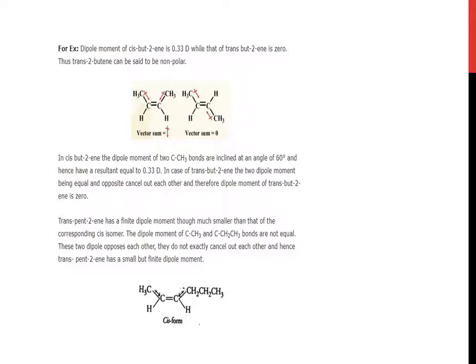Trans-pentene has a finite dipole moment, though much smaller than that of the corresponding cis isomer. The dipole moments of the carbon-methyl and carbon-ethyl bonds are not equal. These two dipoles oppose each other. They do not exactly cancel each other out, and hence trans-pentene has a small but finite dipole moment. So the cis form of it, cis-pentene, is shown on the screen.